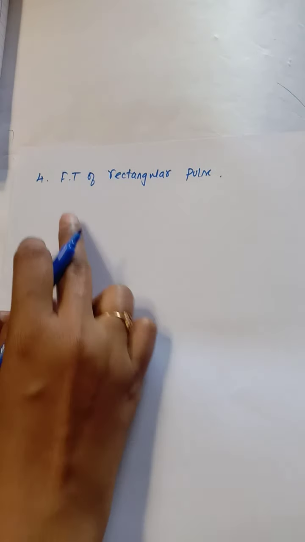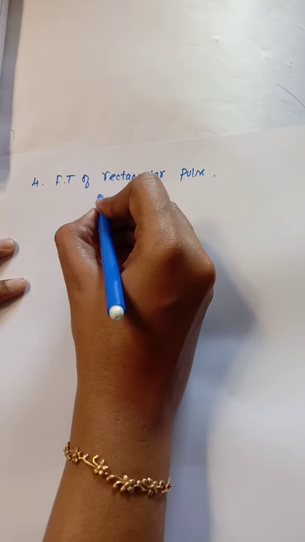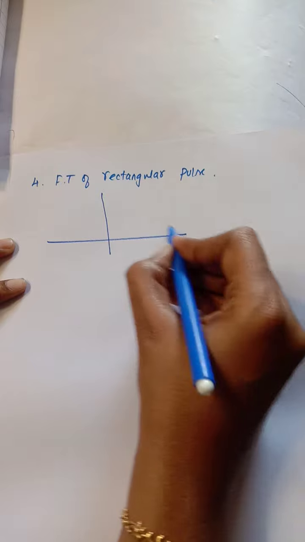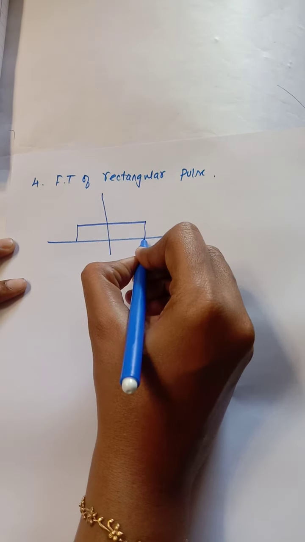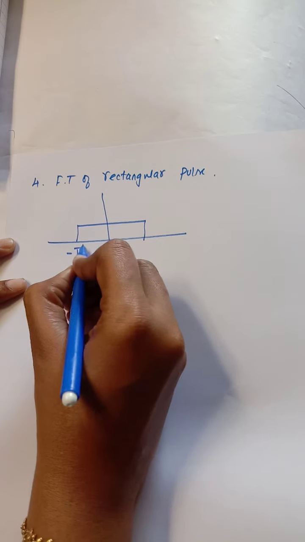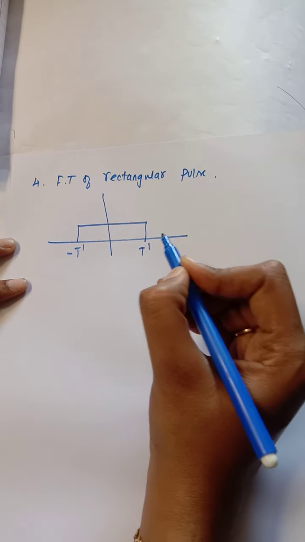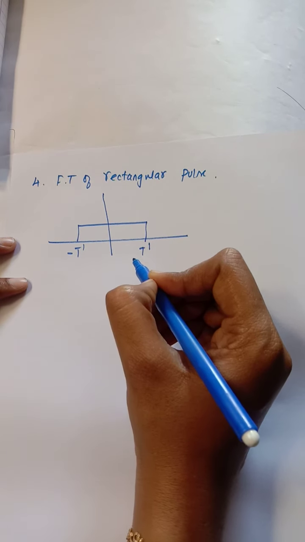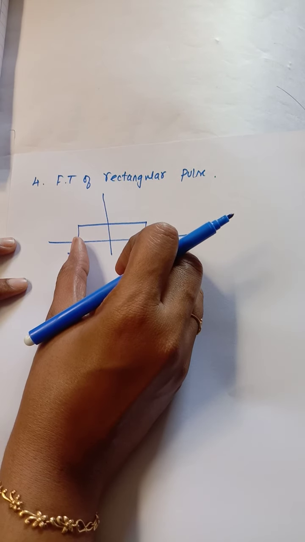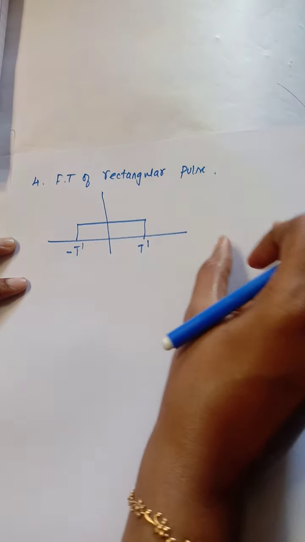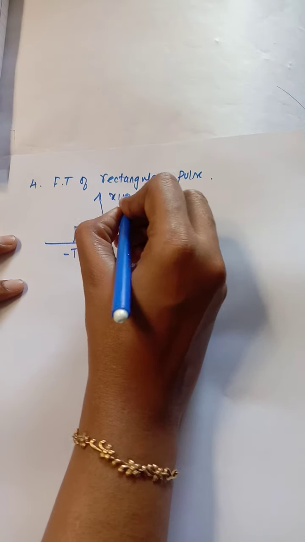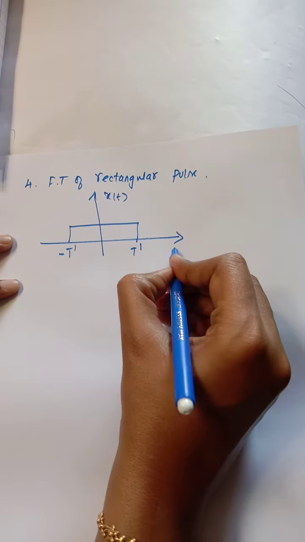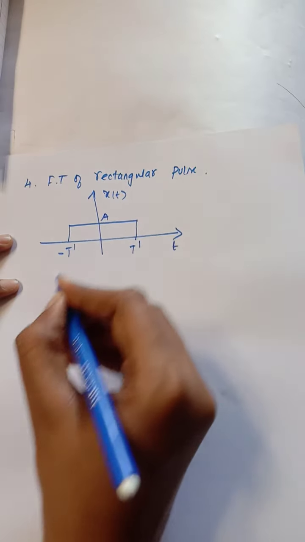The next is we are going to find the Fourier transform of a rectangular pulse. First we need to draw the sketch for a rectangular pulse. So this is your rectangular pulse with a time interval from minus t dash to t dash. Because it is an aperiodic signal, only this one part will exist and it won't repeat. This is your signal x of t, and this is time t. Here assume the amplitude is a.